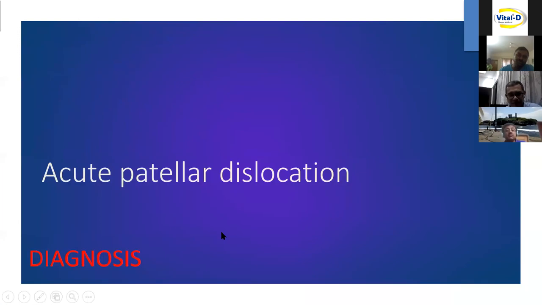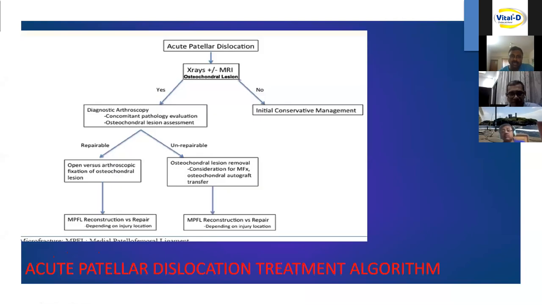So diagnosis is acute patellar dislocation, and what is next? The algorithm shows most acute patellar dislocations are treated conservatively, unless imaging shows there is an osteochondral fragment. If there is an osteochondral fragment, we have to either fix it, if it is fixable, or repair the medial patellofemoral ligament, unless there is no other associated risk factor. So initial treatment for first time dislocation is conservative.